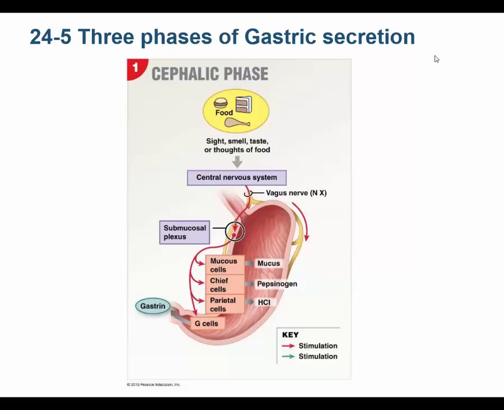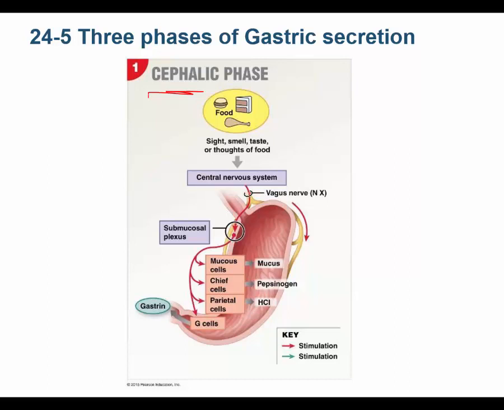So the three phases to gastric secretion, the first phase is the cephalic phase. This is the thought of food or the smell of food or the sight of food. This really has nothing to do with food on your tongue. This is sight, smell, or taste, or even just the thought of food.